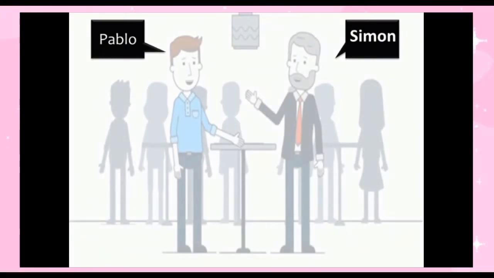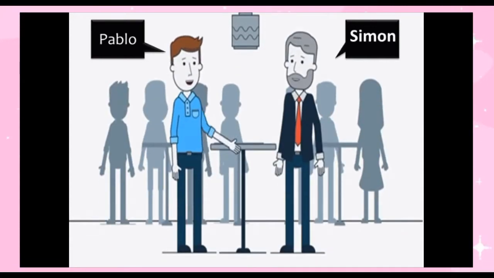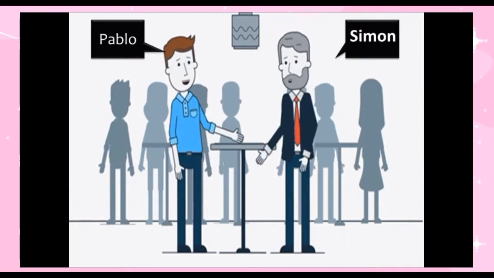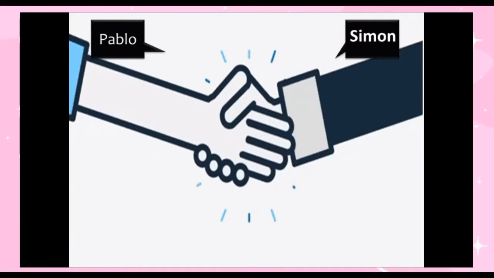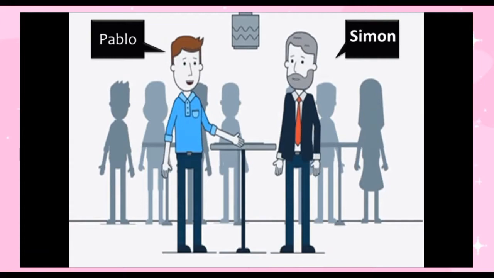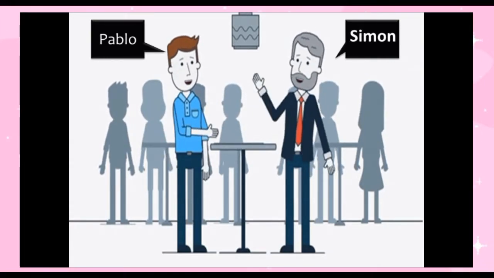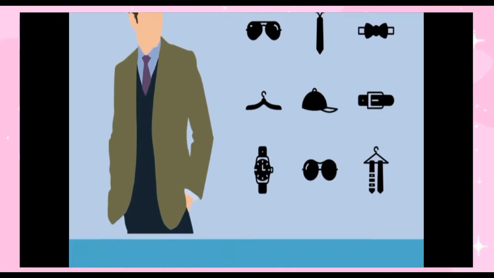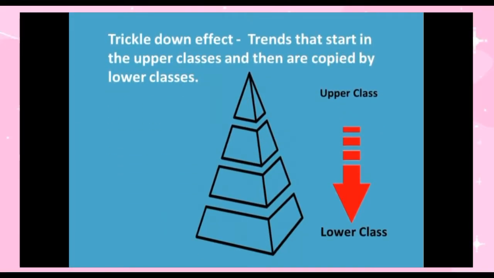Social class influence. Meet Pablo and Simon, two friends that came from different social classes. But despite their differences, it doesn't affect their relationship at all. Instead, they take this as an advantage to learn and influence each other with the trends in their own class. For example, clothing styles adopted by the upper class often become popular with other groups. This is called the trickle-down effect. Trickle-down effect: trends that start in the upper classes and then are copied by lower classes.